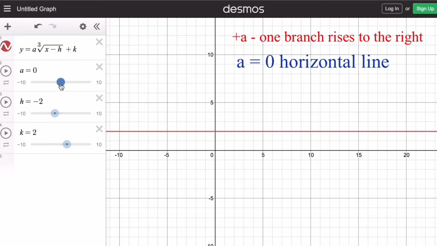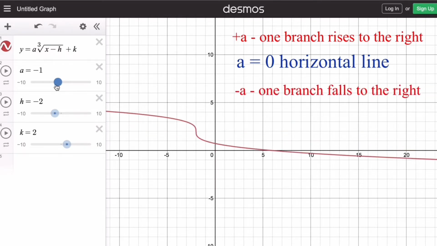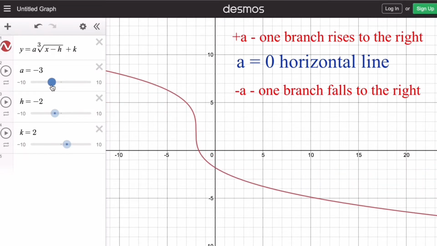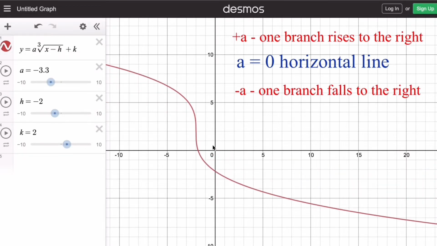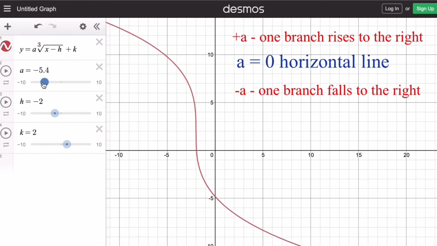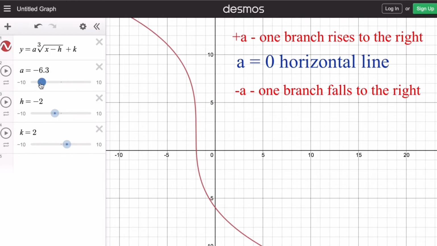On the other hand, if a is negative, one of the two branches is falling to the right. So this side right here is falling to the right, again when a is negative.